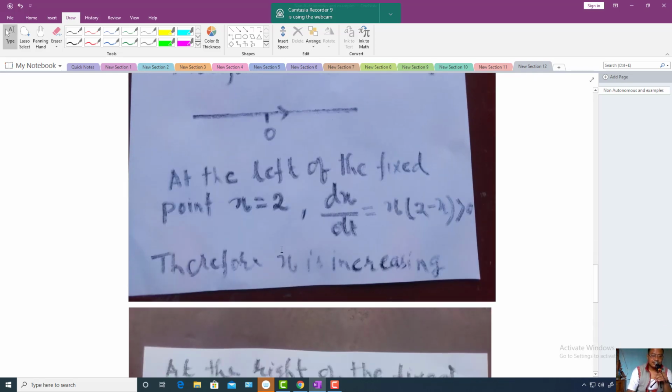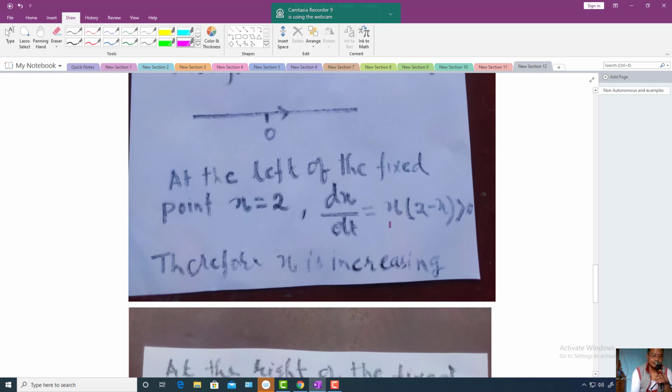So next let us consider the second fixed point, that is x is equal to 2, at the left of the fixed point. That means a point on the left of 2, very near to 2. Let us see, when the fixed point is 2, if you consider x which is less than 2, that means 2 minus x will be positive, and x is also positive.